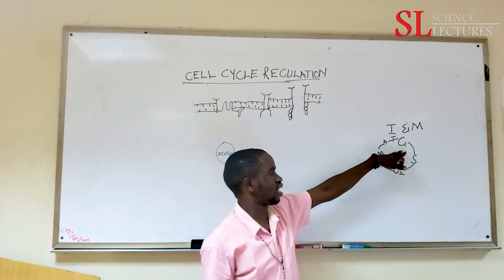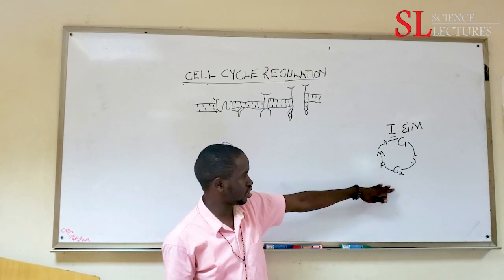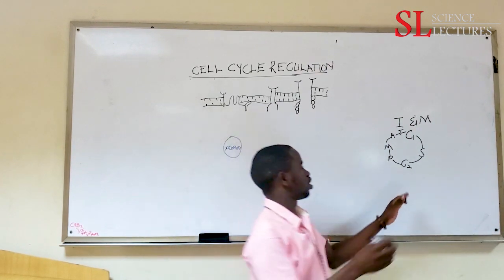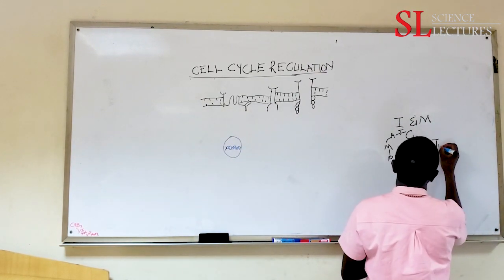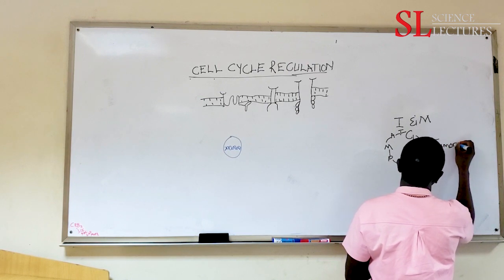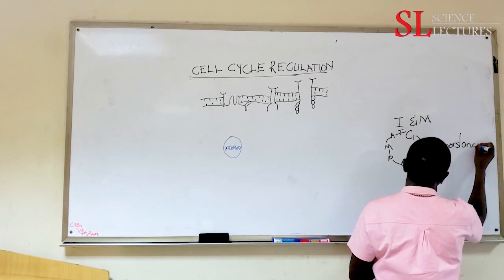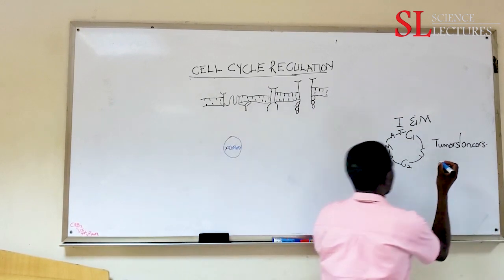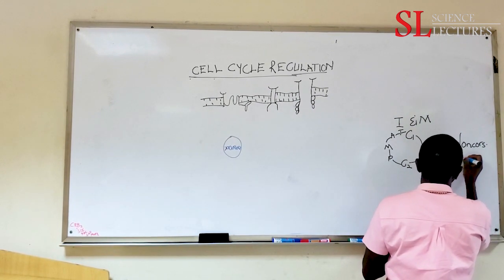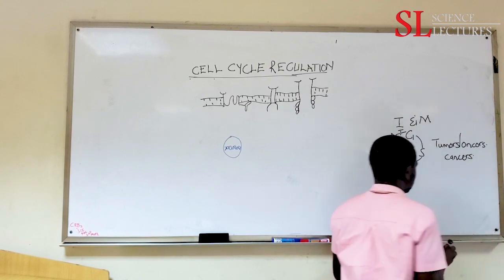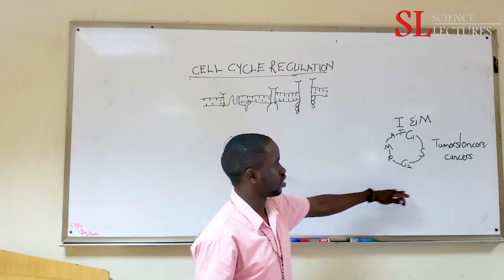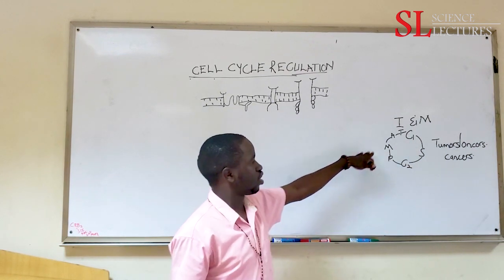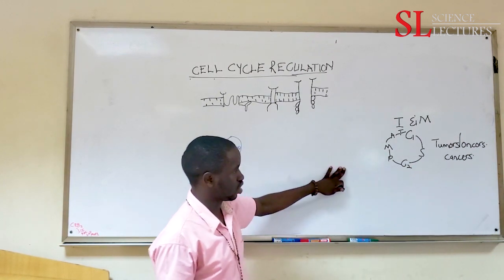And we say this is a highly regulated process. Because if it is not regulated, that is how we end up developing things like tumors or oncogenes, or what they usually call cancers, which are just uncontrolled cell division. So we are going to look at how the whole of this process is regulated.